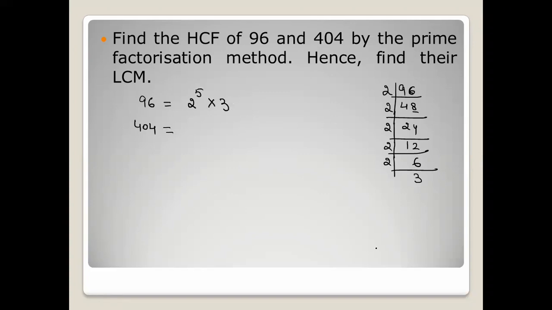Now 404. So let us find 404. So 4, again ones place is even number, so divisible by 2. So 202. So again by 2, 101. So 101 is your prime factor. So its prime factorization is 2 square into 101. So what is the HCF here?